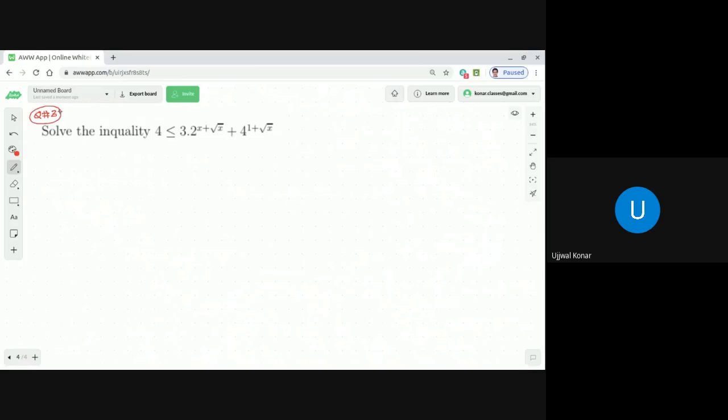4 is less than or equal to 3 into 2 to the power x plus square root of x, plus 4 to the power 1 plus square root of x.